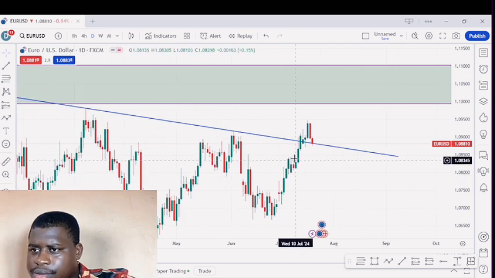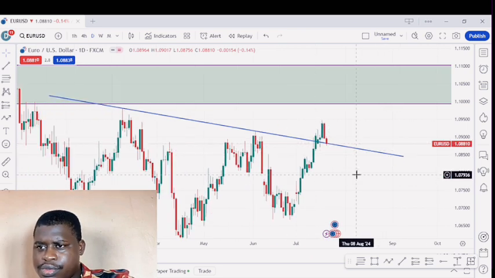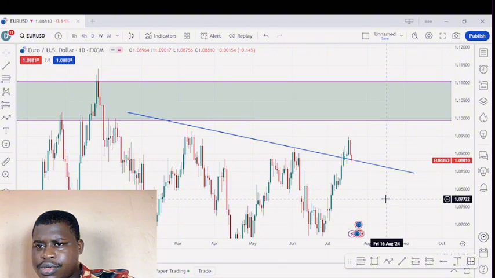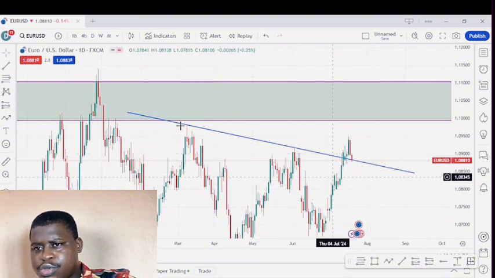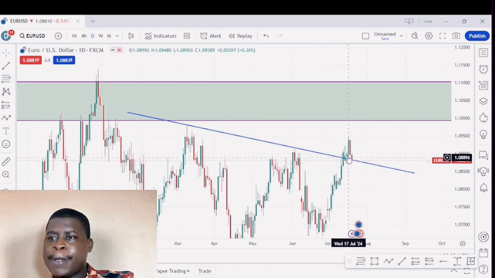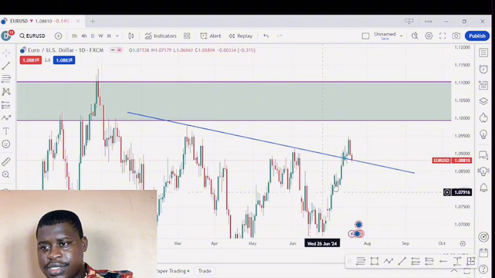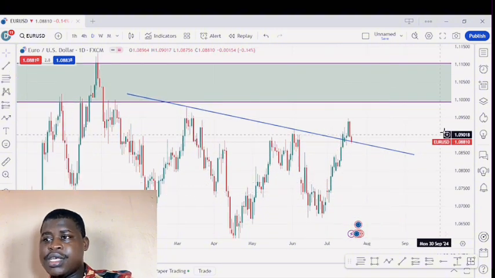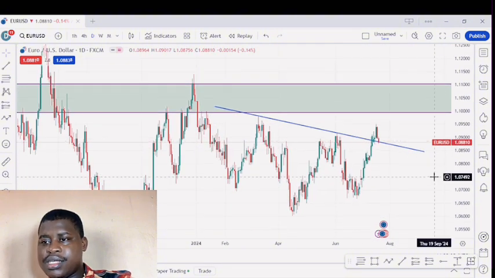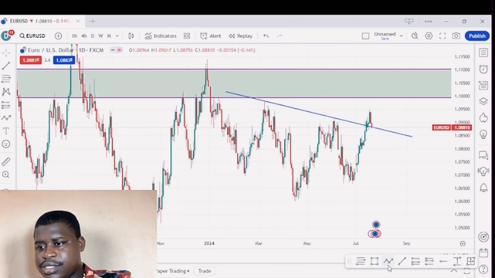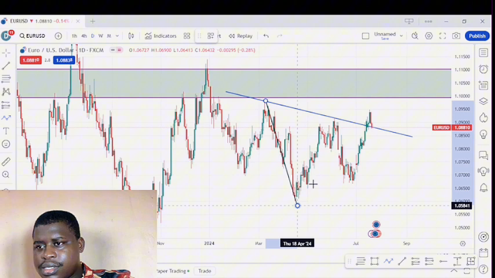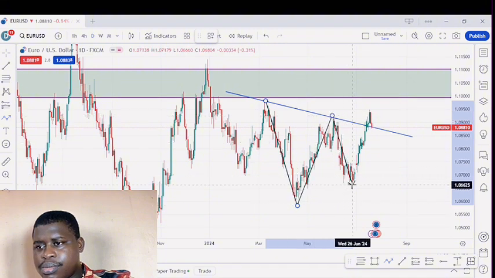So I can't say this one is a breakout. If I'm to use this trend line to decide what is happening here, I will say this is a breakout, a retest. Okay, I'll say this is a breakout here, a retest. And what I can see here is a double bottom which is playing out here.